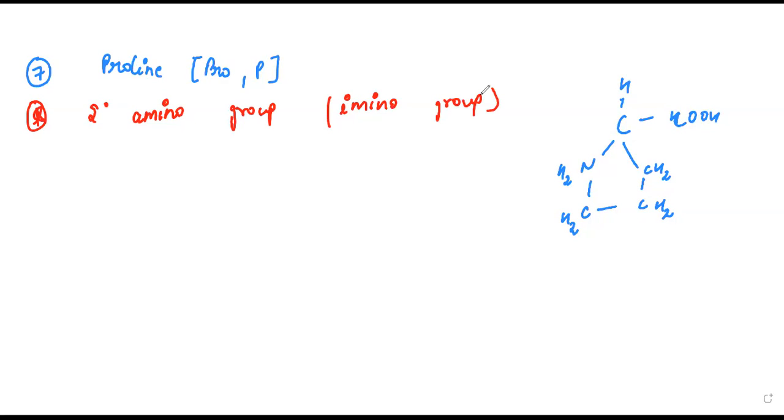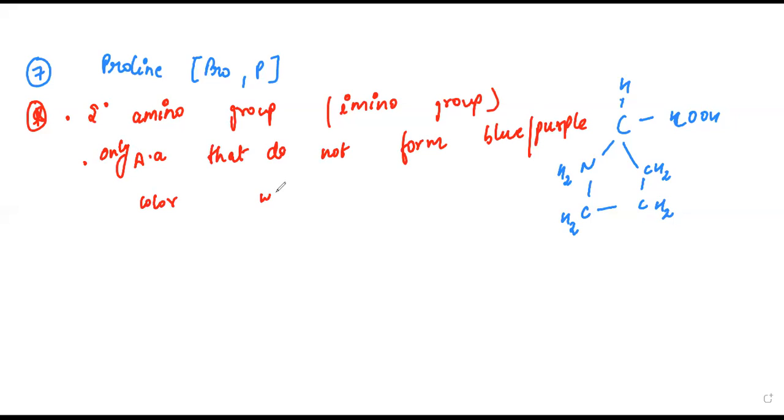And proline is the only amino acid that does not form blue purple color in reaction with ninhydrin; it forms yellow color. We will see this later when we study protein detection methods, where there is a particular method using ninhydrin. All amino acids react with ninhydrin to form blue purple color, but proline forms yellow color. So it is the only amino acid that does not form blue purple color with ninhydrin.